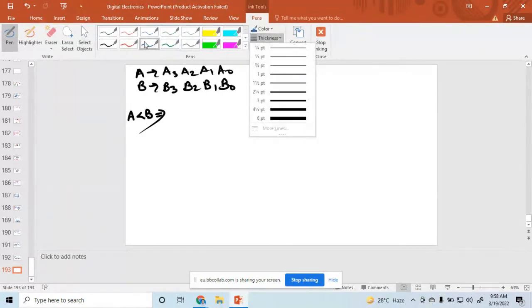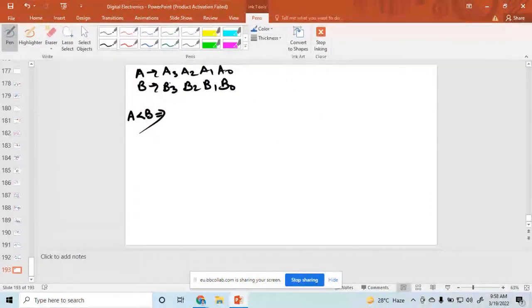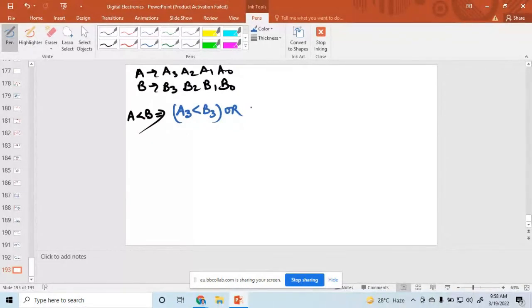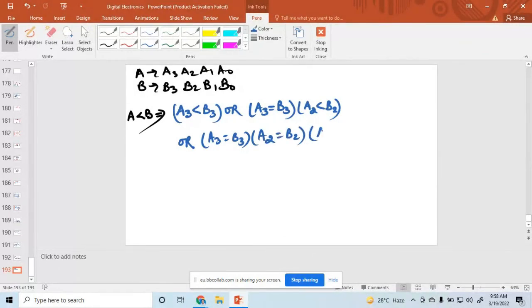So what is the logical expression? First condition, if A3 less than B3, then you can say that A is less than B. Or if A3 equal to B3, then A2 is less than B2, then definitely A is less than B. Or A3 equal to B3, A2 equal to B2, if A1 is less than B1, then you can say A is less than B.